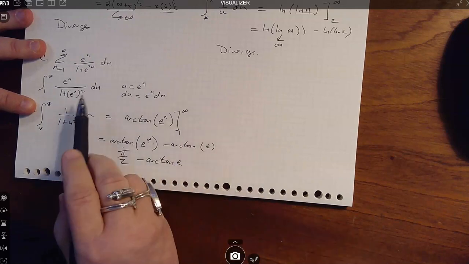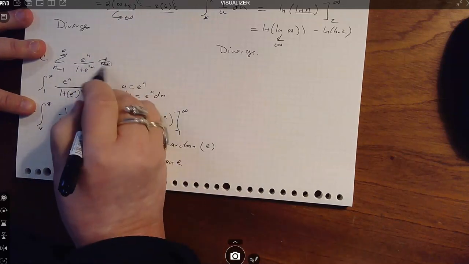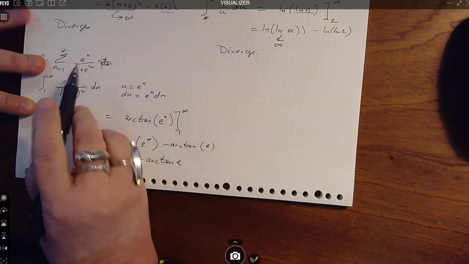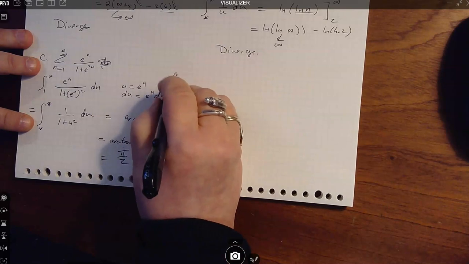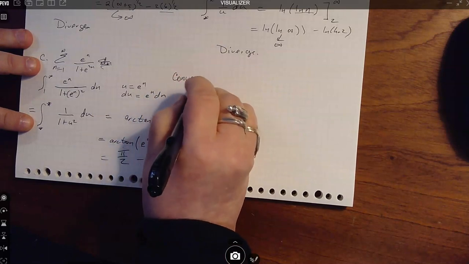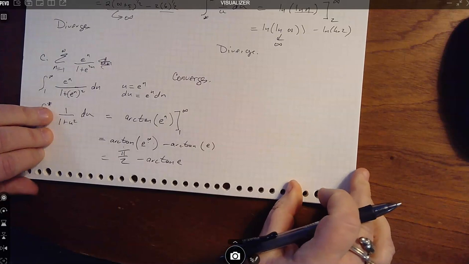It's not what the summation is. Oh, why is that there? That's weird. It's not the actual summation, but since the integral converges, the summation converges. I don't know what it converges to, but that wasn't what the problem asked me to do.